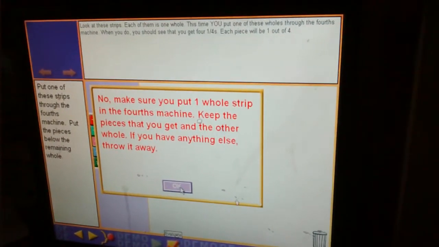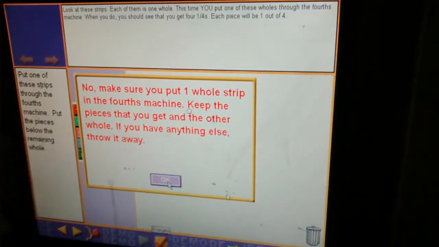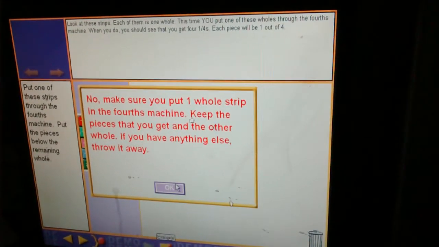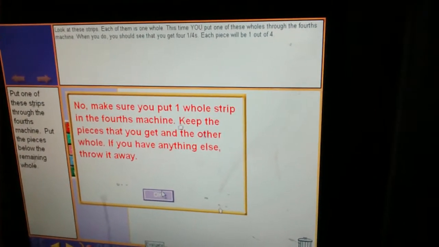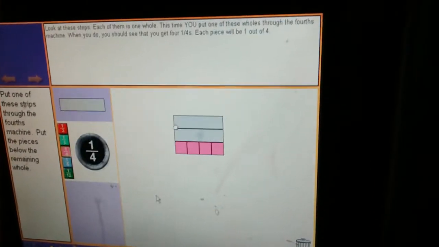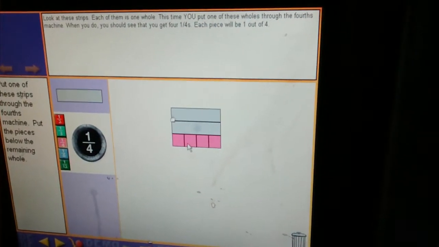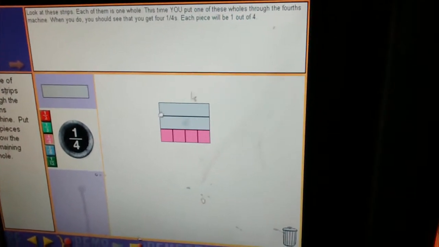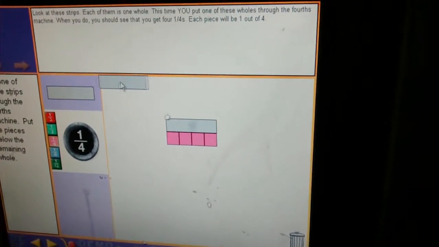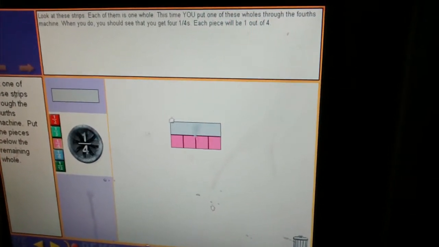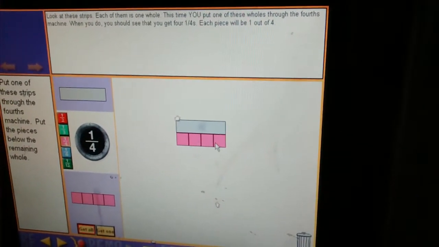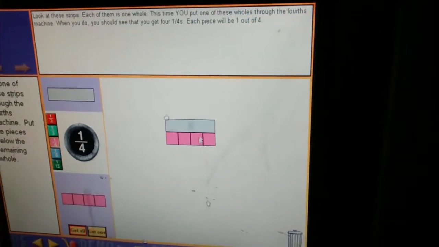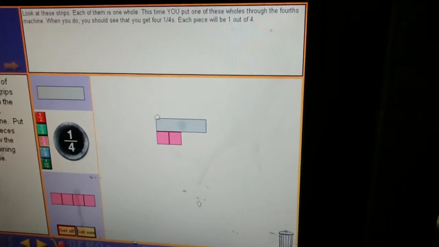Put one whole strip into the fourth machine. Keep the pieces that you get. If you have anything left, throw it away. Try again. Okay. So take one of the gray strips and put it through the machine. Then put the pieces below the remaining whole. So there you go. Is that your answer? Four?